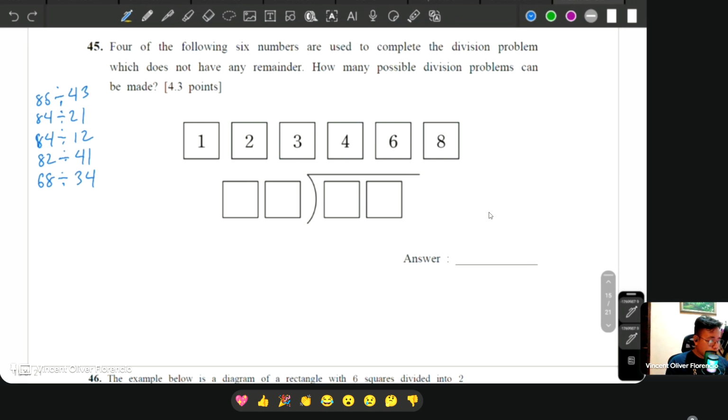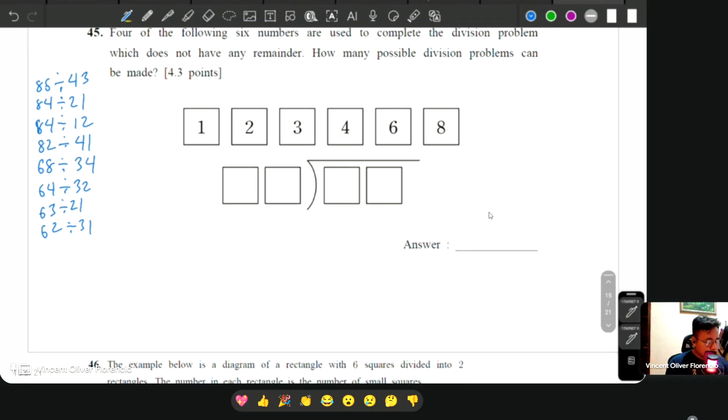Next, 64. Can you form 64 here? Yeah, we have 64. That's divisible by 32. What else? 63. That's divisible by 21. Right? Can you form 62? Yes. That's divisible by 31. What else? We have here 48. That is divisible by 16. And also, 48 is divisible by 12. Again, the ones we're forming here are just the numbers coming from here.